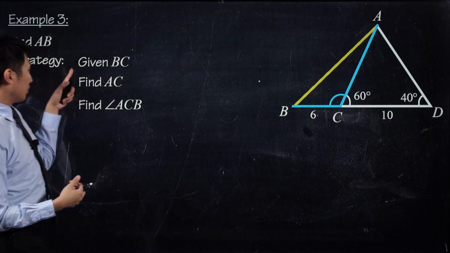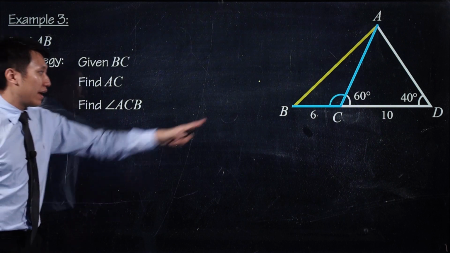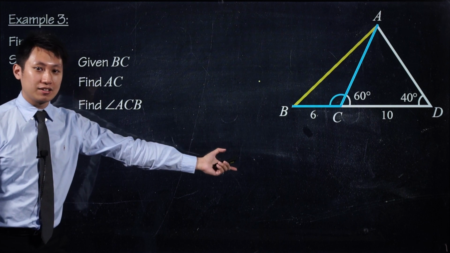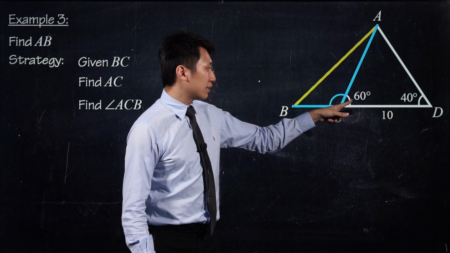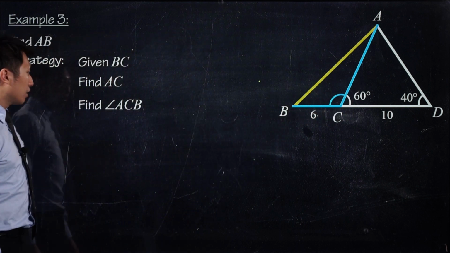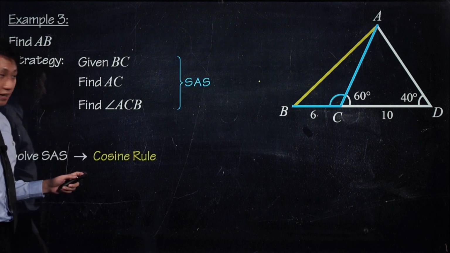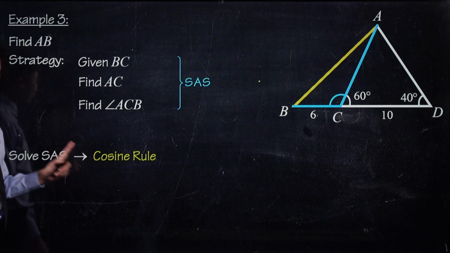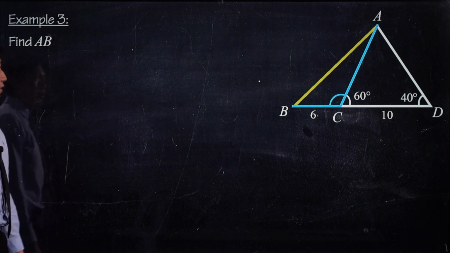So we want to do this step: find AC first, then find angle ACB. Angle ACB you can see easily, right? So it's 120 because this one is a horizontal line. This is 60, so this one should be 120. Okay, good. So let's do it. This is SAS, you use the cosine rule to solve for that. Now we proceed to solve for it.